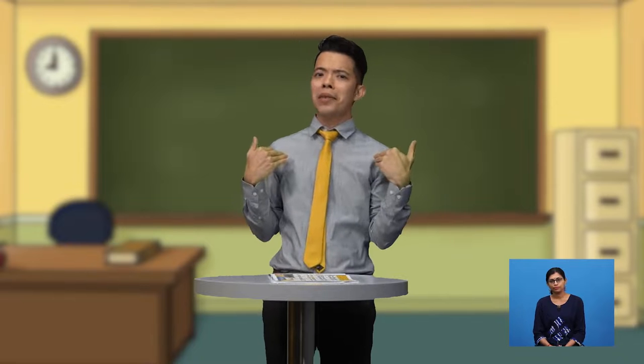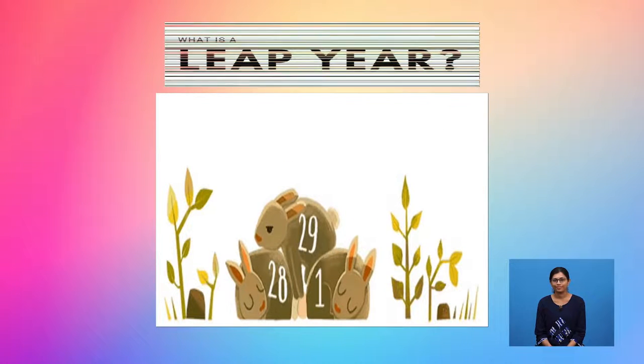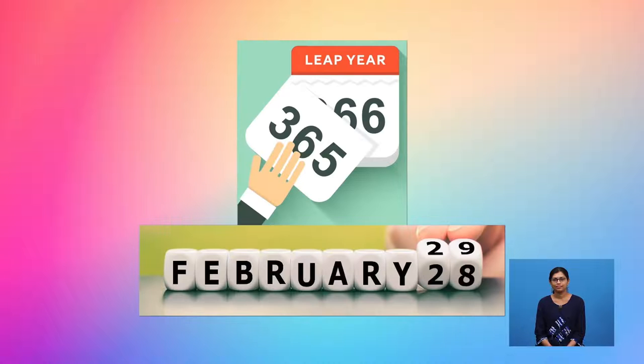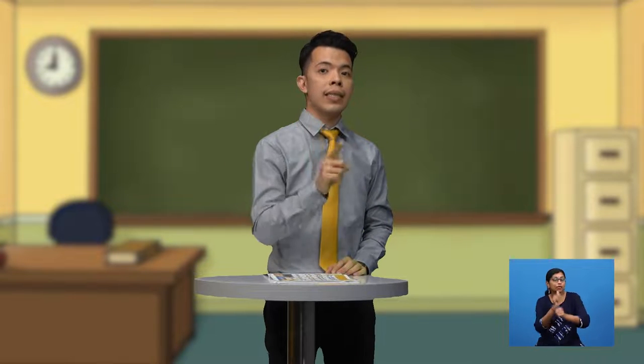Did I just say leap year? Does any of you know what's a leap year? Well, leap year only happens once in every 4 years. During this time, there will be an additional day in February, which makes up to a total of 366 days in a year instead of 365.